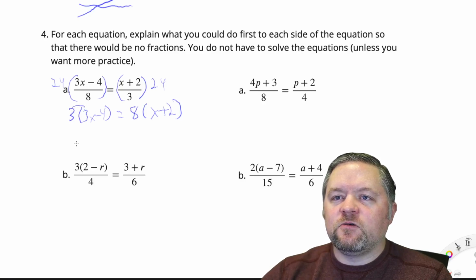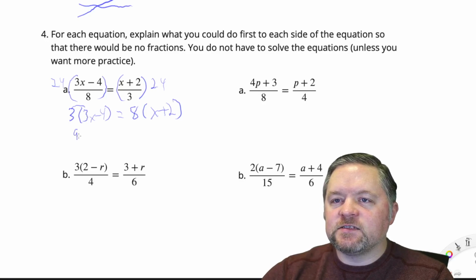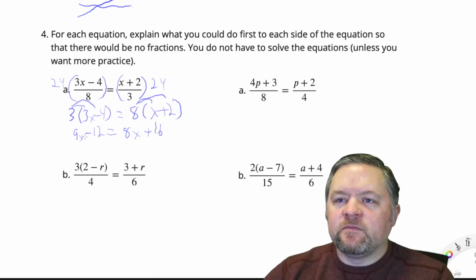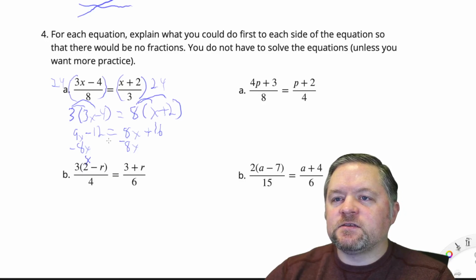I'm going to show on the first one here anyway what this would look like. 3 times 3x is 9x. 3 times negative 4 is negative 12. 8 times x is 8x. 8 times 2 is 16. Get all the x's on one side. Let's subtract 8x. Do it to one side, do it to the other. 9x subtract 8x is just 1x.